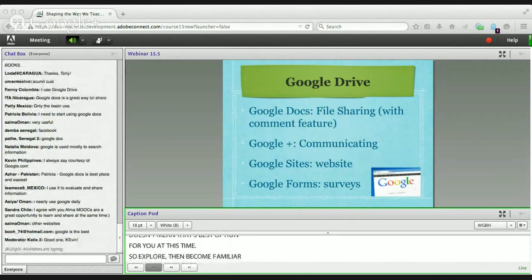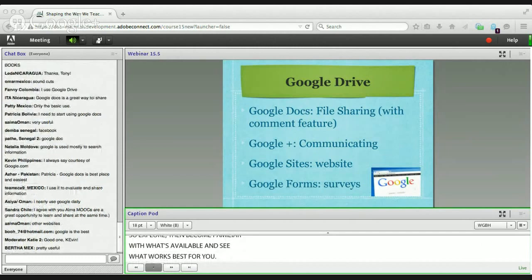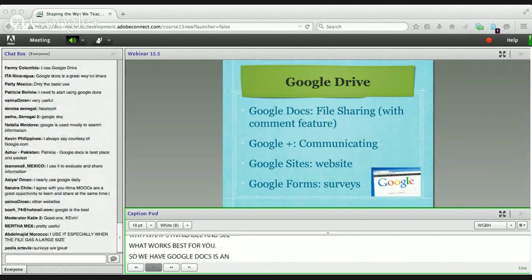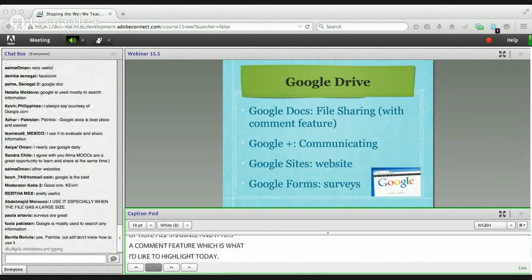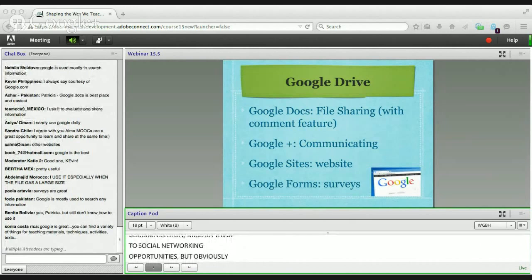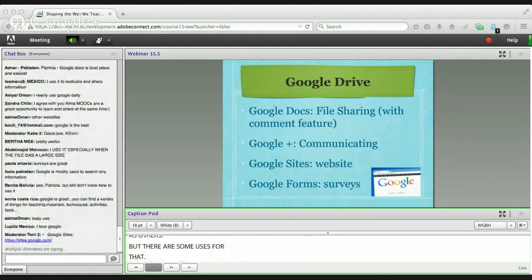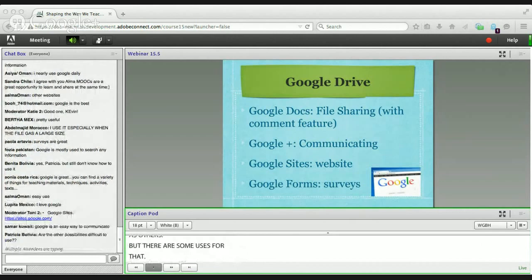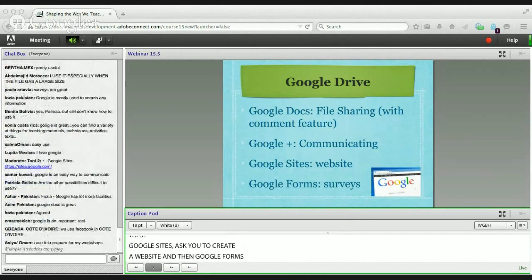So we have Google Docs as an option for file sharing, and it has a comment feature, which is what I'd like to highlight today. Google Plus is a form of communication. It's similar, I think, to social networking opportunities, but obviously it's not as prevalent or popular as some others. But there are some uses for that. Google Sites allows you to create a website, and then we have Google Forms, which allows you to create surveys, which maybe you've done with your students, but you could also do with your network, the teachers in your network.